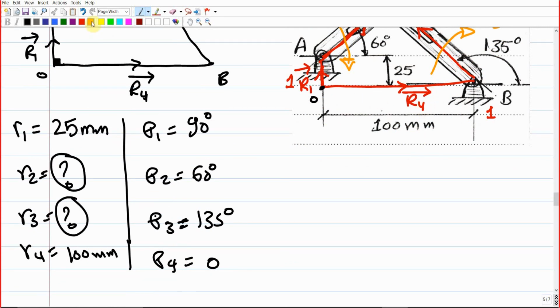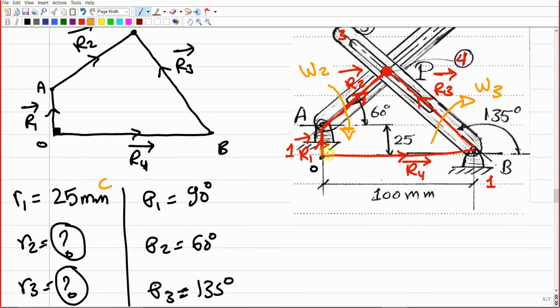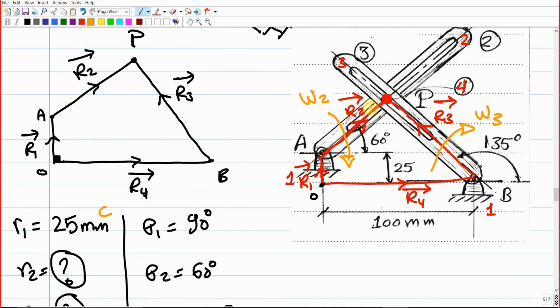Which one of these R's and thetas are variable? Which one is constant? R1 definitely is constant, which is this vertical distance. It won't change. It is between 2 fixed points. R2 should be variable. Why? Because if you give rotation to link 3, this point is going to move up inside the link. It means that R2 is going to increase. So R2 will be variable.